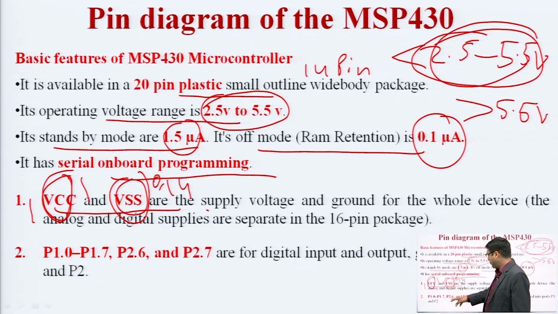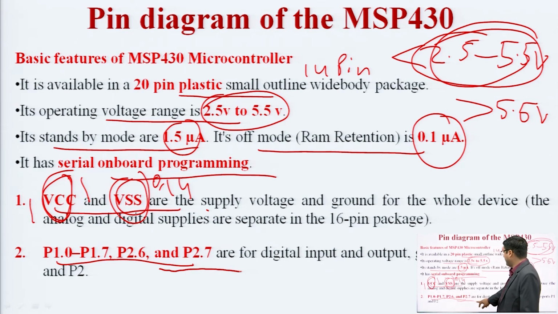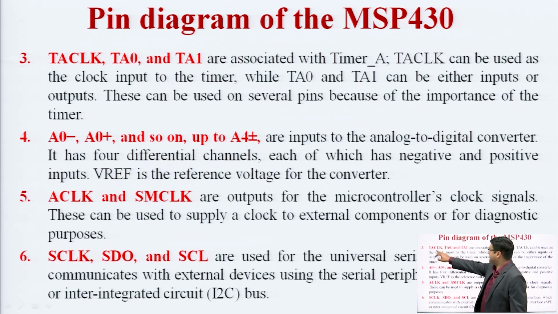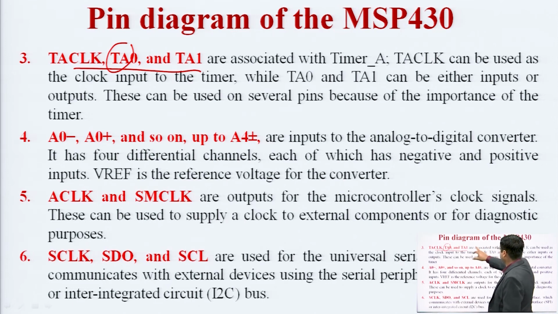Ground means 0. Okay. Pins P1.0 to P1.7 and P2.0 to P2.6 are for digital input and output grouped into ports 1 and 2. After that, TA clock, TA1 and TA0. Basically these are dedicated to the timers. These are associated with the timers. T means the timers.